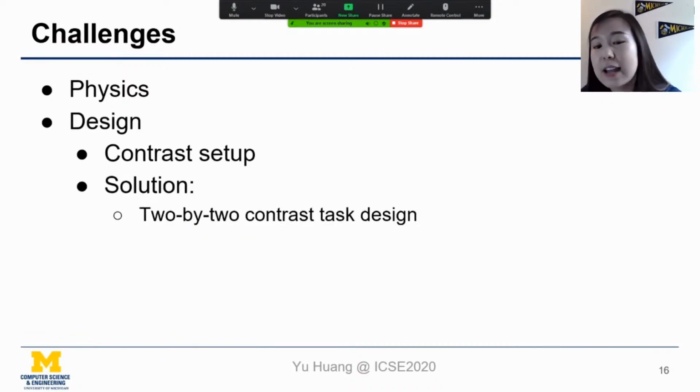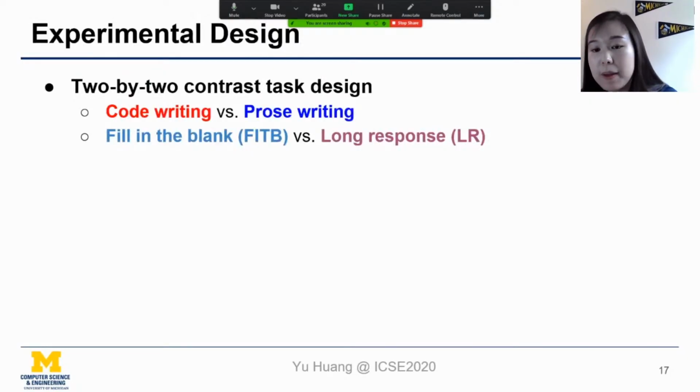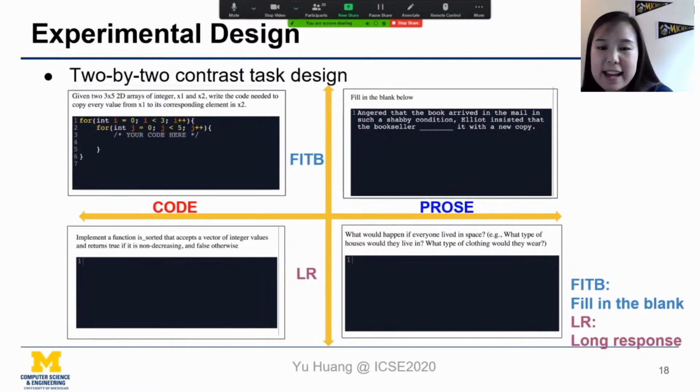The second challenge is that imaging studies require carefully controlled experiments, and no high-level design for code writing has been proposed before. We solved this problem by designing a 2x2 contrast experiment in which we include both code writing and prose writing, as well as two types of writing tasks, fill in the blank and a long response. In fill in the blank tasks, FITB for short, you need to come up with a word or a line of code to make the entire sentence or function work. In LR tasks, the long response ones, you need to write a short essay or a function from scratch.